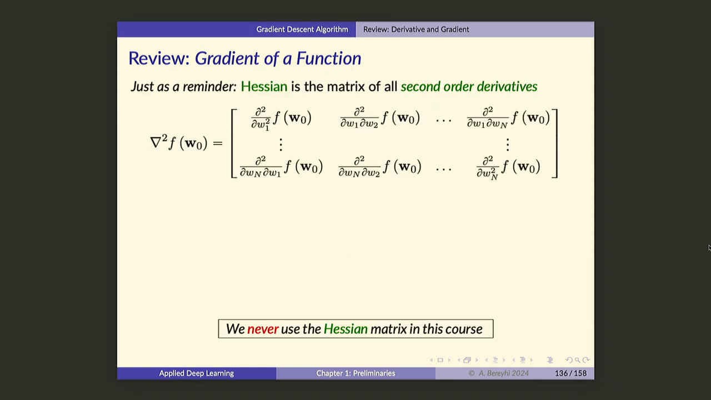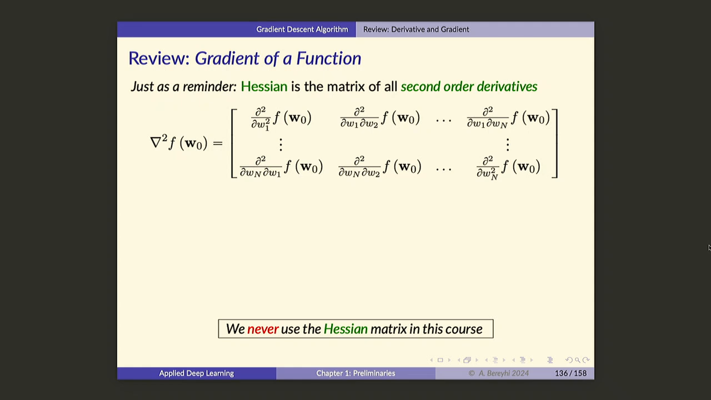It basically includes all possible second order derivatives of your function. So if your function is a function of n different parameters, then you're going to have n partial derivatives. If you take the partial derivative of every single one of them, then for each of them you again have n second order partial derivatives, which is going to be n squared partial derivatives. You can write it down in the form of an n by n matrix, but as I said, we are not going to use this matrix in the course. Second order optimizers, we are not using them.